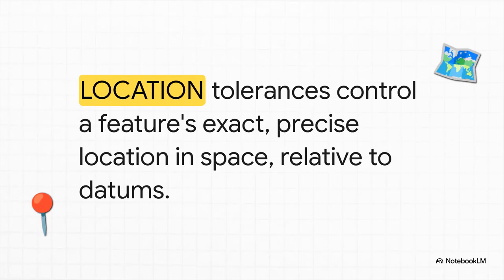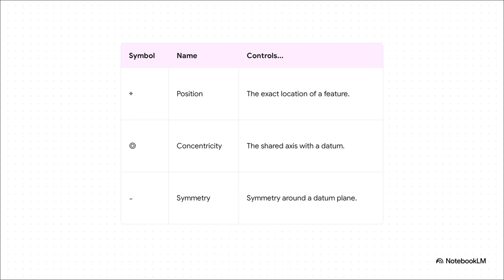And now we get to some of the most common and powerful symbols in all of GD&T, location tolerances. These don't just control the angle of a feature, they control its exact, precise position in 3D space, and it's always relative to its datums. By far, the most common one is position, which defines a theoretically perfect spot and then controls how far the real feature is allowed to stray from it. Concentricity makes sure two round features share the same central axis, and symmetry does pretty much the same job but for non-round features that are balanced across a central plane.